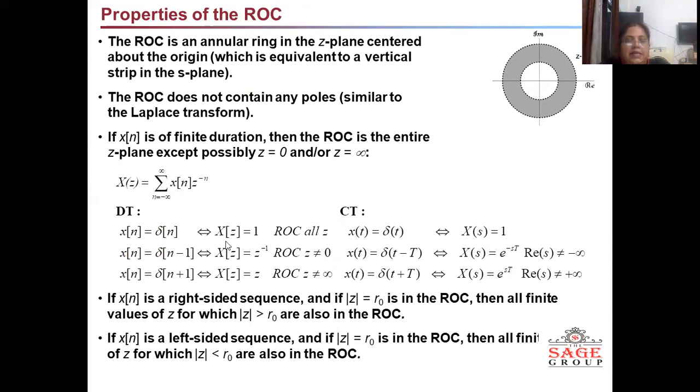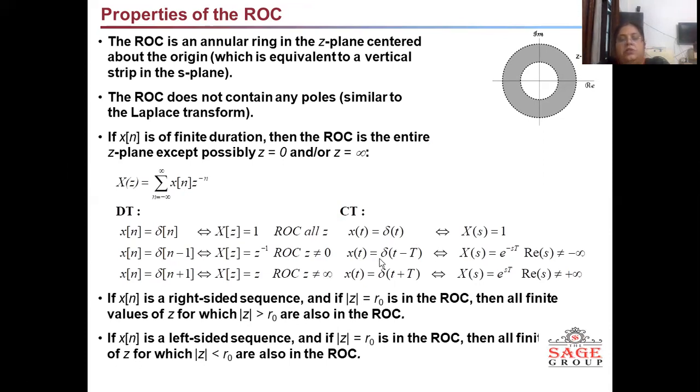Now these are different discrete time signals and their transforms, which show the different ROCs. For x[n] equal to delta[n], the impulse, the transform will be 1, and the ROC will be the entire Z plane. In the second example, we have shifted the impulse to the left, and its transform is z to the power of minus 1, so its ROC will be all places except 0. Now the third example: here we have shifted the impulse to the right, so its transform will be z, and its ROC will be all places except z equals infinity.